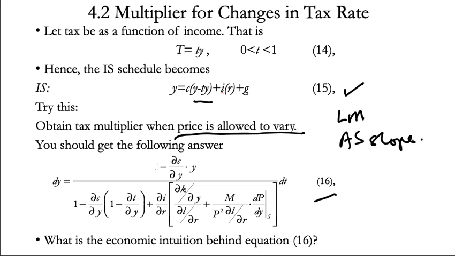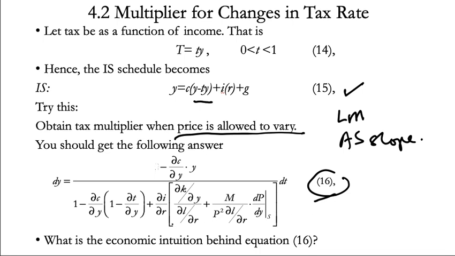We have seen the AS slope function when we derived the fiscal or government spending multiplier previously. So use all of this information to obtain 16. Again, 16 is the multiplier for changes in tax rate.